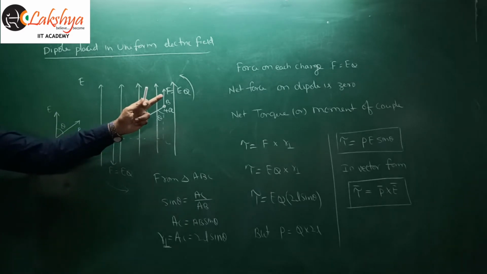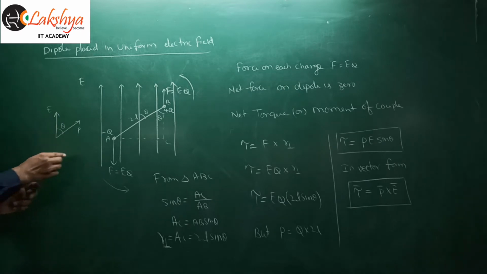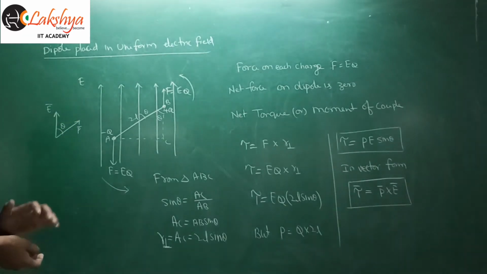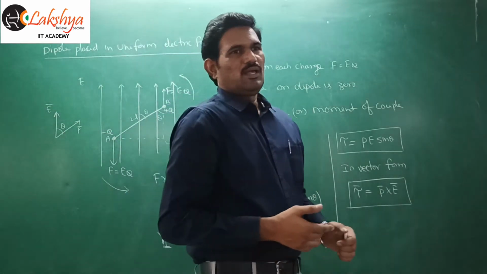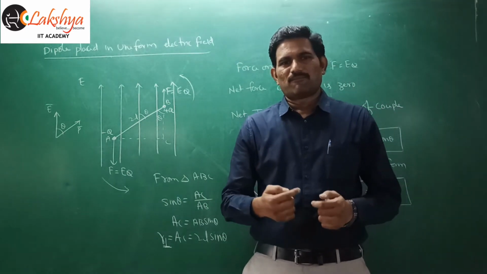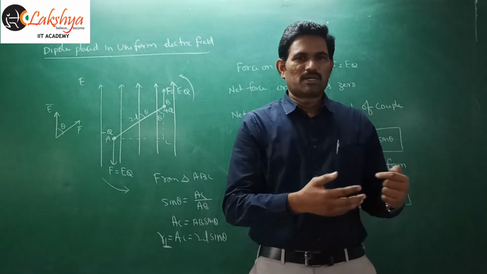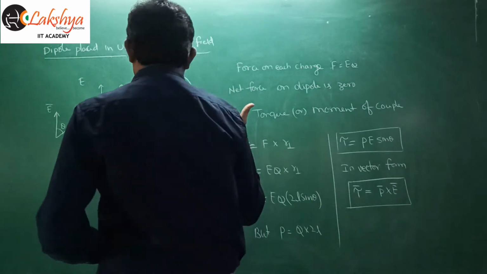P bar is along this direction and E bar is along this direction. So these are P bar and E bar vectors here. And so this theta is the angle between P bar and E bar. So that is the torque expression acting on this. So you should remember that now. When a dipole is placed in a uniform electric field, no force acts on the dipole, but there may be a torque acting on this dipole. The torque expression is given like this.